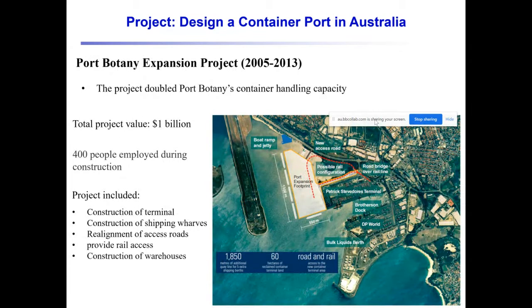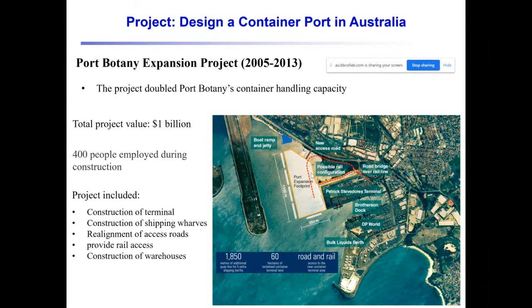What about the project, about the Port Botany expansion project? The aim of the project was to double the Port Botany's container handling capacity. It took about 8 years, it started in 2005 and finished in 2013. The budget for this project was about $1 billion, and 400 people were employed during the construction of this.